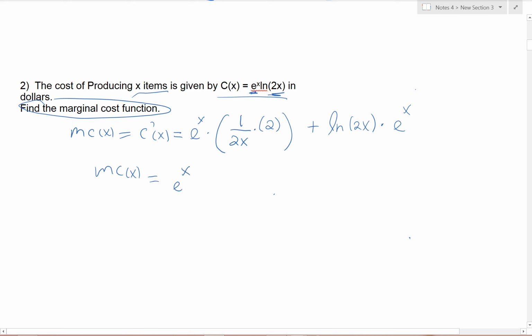When I factor out e to the x, what I'm left with, so I'm pulling out e to the x, in this first term I can reduce: this 2 reduces with this 2 and leaves me with 1 over x. In the second term, I pulled the e to the x out, so all I'm left with is the logarithm. So there's my simplified marginal cost function, which I didn't ask you to use, but you should know how.